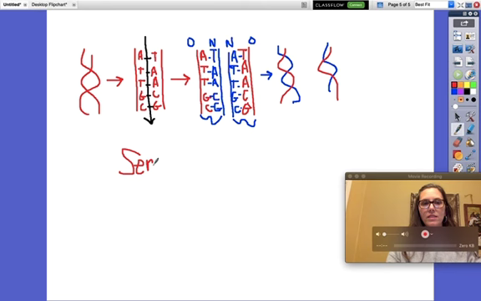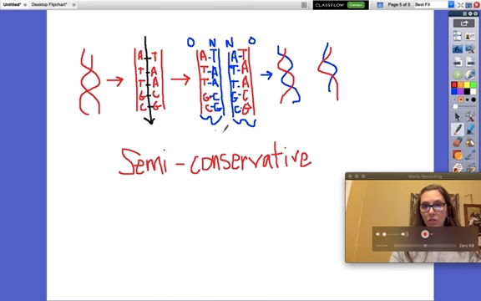Okay, so we call this, because each molecule has an old and a new strand, a semi-conservative process. All right, so think about it. Conserve. If you conserve something, you save it. Okay, so during this process, part of the old DNA molecule is being saved. So each molecule has an old strand and a new strand. And that's why we call it semi-conservative. It doesn't save all of the old, right? This molecule is not completely old or completely new. It's semi-conservative, so it's one old strand and one new strand for each molecule.